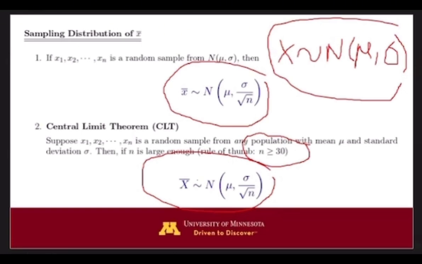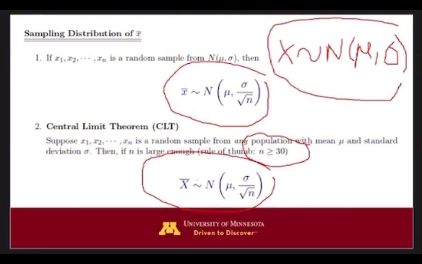But let me tell you this. I need you to pay attention now. If the population distribution you want to choose a sample from is already normal, irrespective of the sample size that you choose, the sampling distribution of the statistic will be normal. I'm going to say that again. If the population distribution you're choosing from is normal, whether you choose a small sample or a large sample, the statistic will be normal.